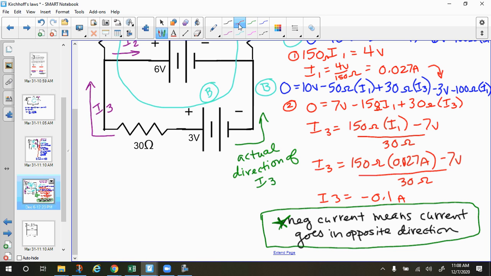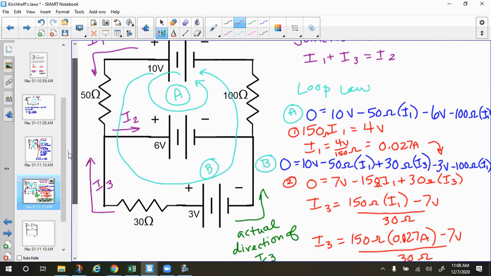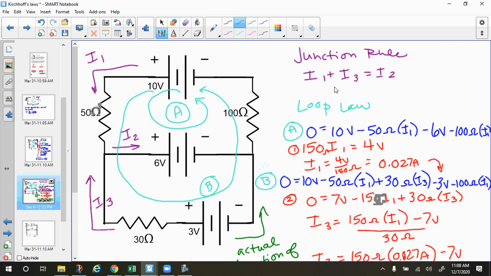Okay, so then our last step is to use my junction rule. I1 plus I3 equals I2. So all we have to do is solve for I2, step 3 here. So I2 is equal to I1, which was 0.027 amps, plus I3, which was negative 0.1 amps. So we can see already we're going to get a negative number, right? We get negative 0.073 amps.